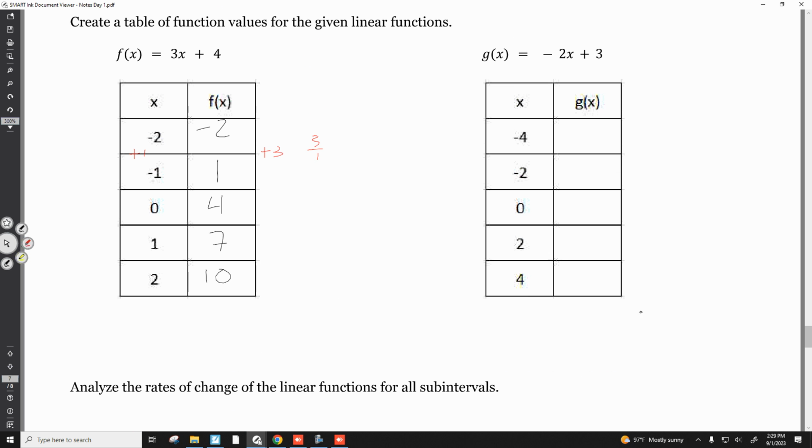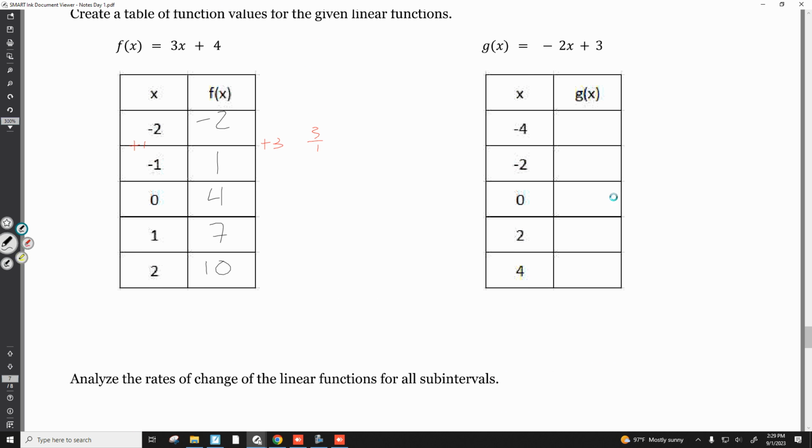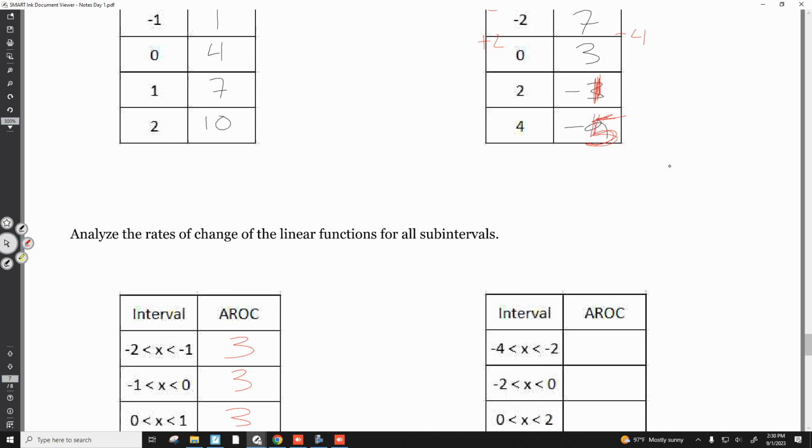If I did the same for this function, let's see. I got 3, negative 3, negative 9, 7, 11. I see I go down 4. Oh, I messed up. 2 is negative 1 and negative 5. I see I go down 4 as I go up 2. I go down 4 as I go up 2. My slopes are all negative 2.